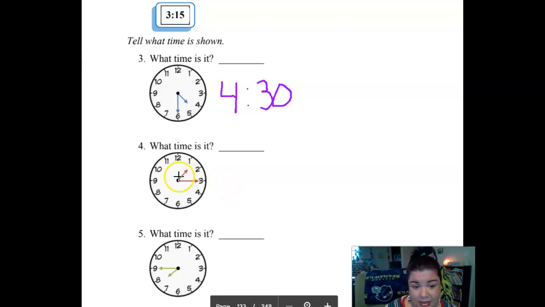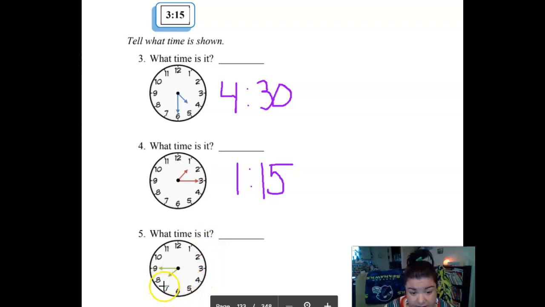Okay, what time is it? So it's between 1 and 2, so that tells us it has to be 1. We got to put our colon in, and then it's on the 3. Remember, 5, 10, 15. So this clock is showing us 1:15. Is that what you got? Okay, last one. What time is on this clock?